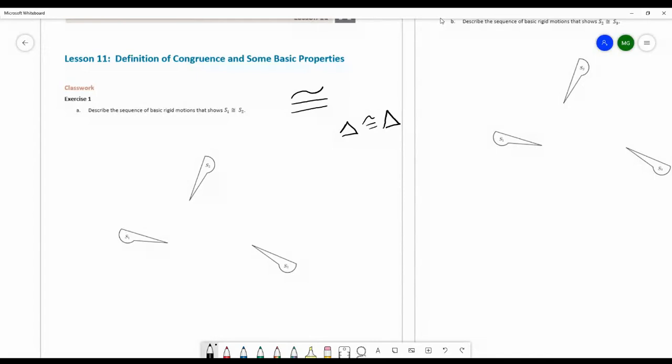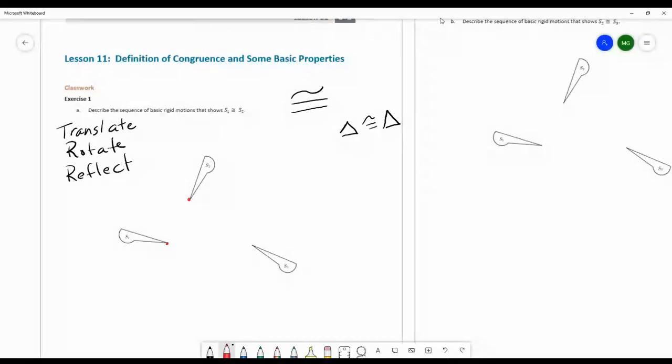Well, what is the first thing that we could do? Well, we could either translate, we could rotate, or we could reflect. So what are you thinking? Is there more than one way that we could do this? Absolutely, there is. I myself would translate this point to this point. That would be my first thing.